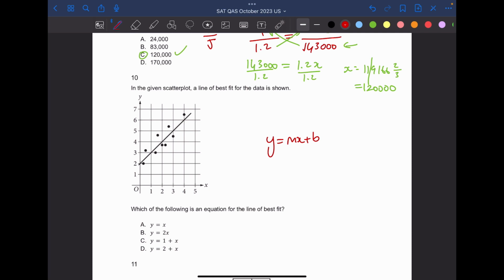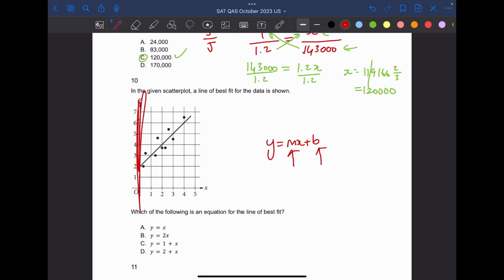Okay, so now the question is, what is the y-intercept and what is the slope? The y-intercept is pretty easy to find because it crosses the y-axis at this point. In this case, it's 2 because the line crosses the y-axis at that point. So b is equal to 2.